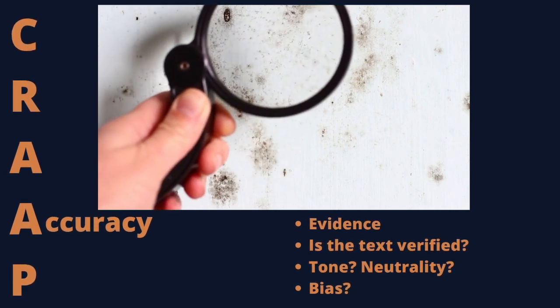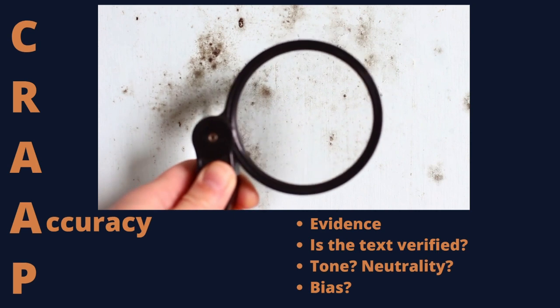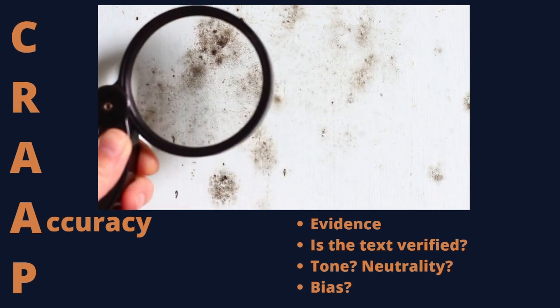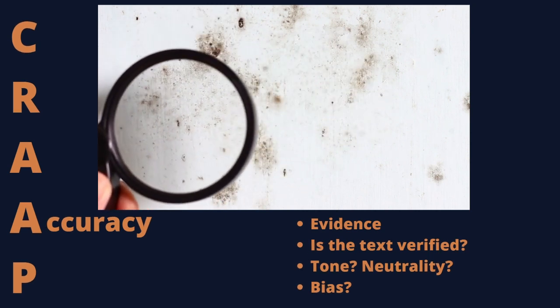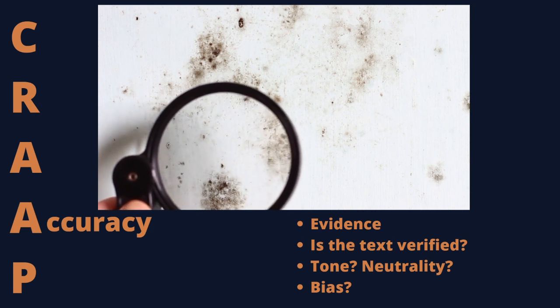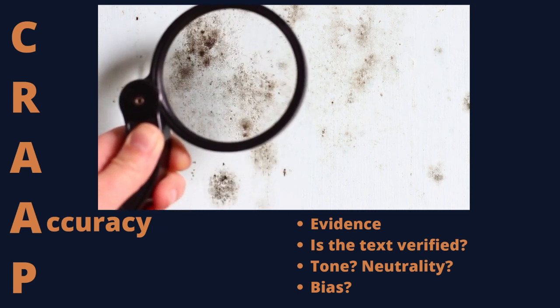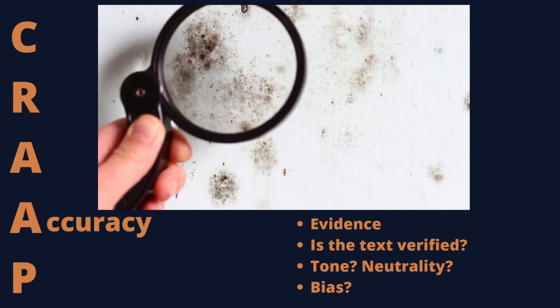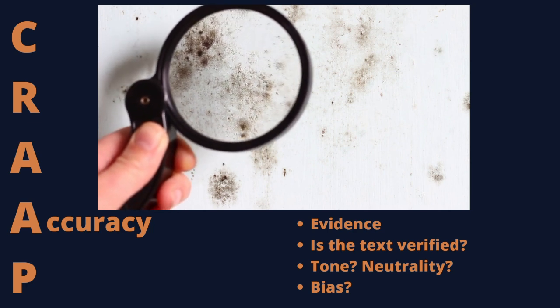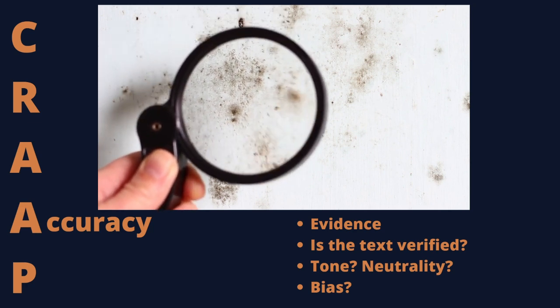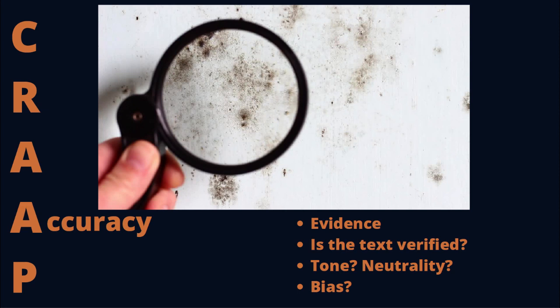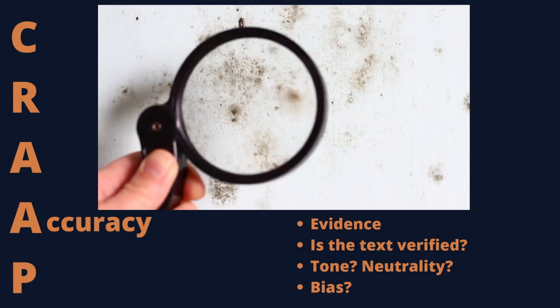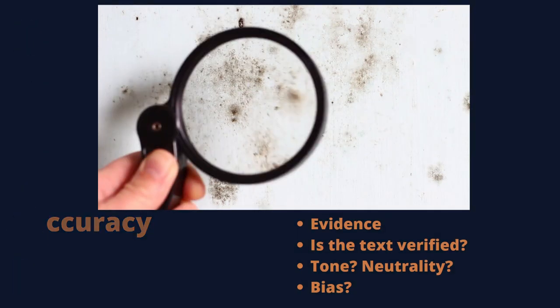Next, we need to consider accuracy. Accuracy means that we need to consider questions like: can I find evidence such as empirical data in the text to support the author's argument? Is the text verified? Can I find other texts that support the evidence? Is the writing neutral, or what is the tone? Is it biased? By answering those questions, we ensure that there is sufficient evidence to support the rationale of the author's points of view.